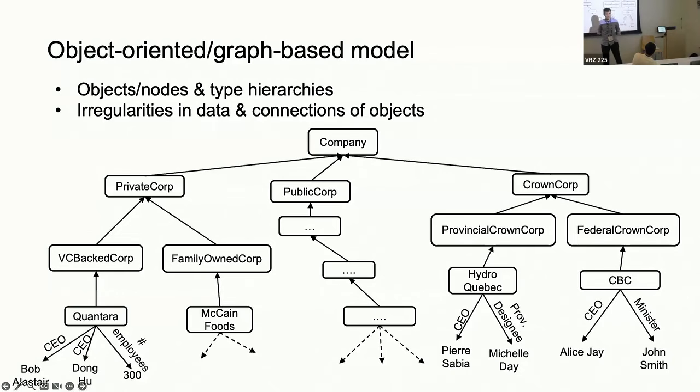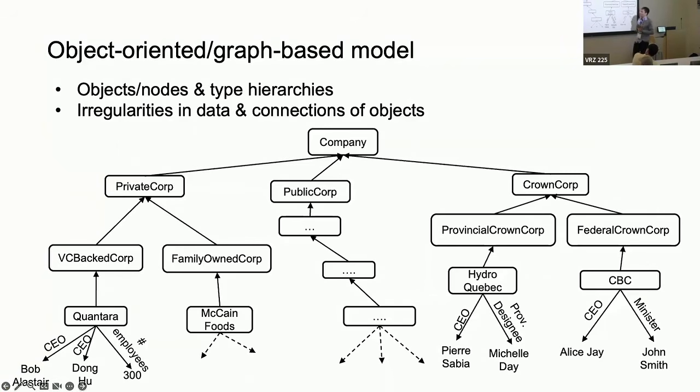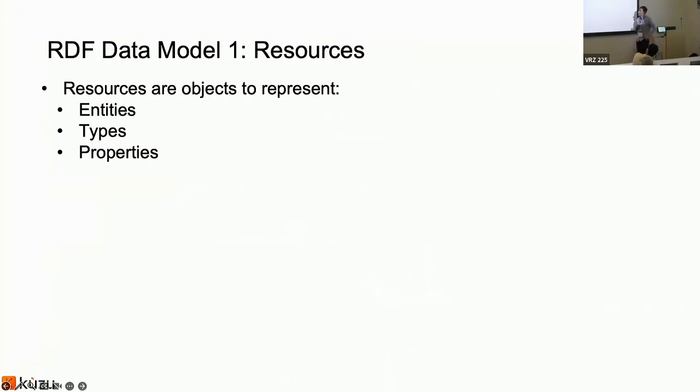If you want to have a single database of all this information about corporations, sectors, who works in them, and you want to answer the questions that I gave in the previous slide, you really need something other than a relational system, right? So RDF should come to your mind when you've got that level of heterogeneity and irregularity, and that is one of the focuses of RDF, right? So let me introduce the data model.